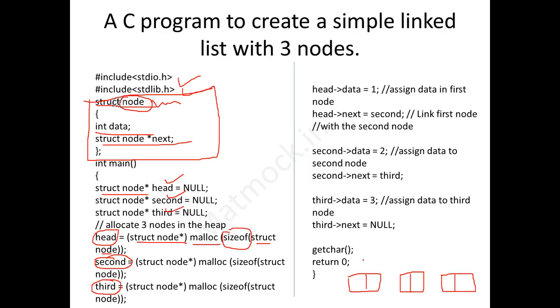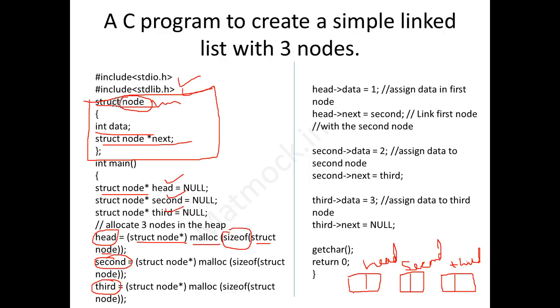So these are the 3 nodes. The name of this node is, say, head. The name of this node is second, and likewise. Pardon my handwriting. My handwriting is somewhat bad, but you ignore it. So these are the 3 nodes.